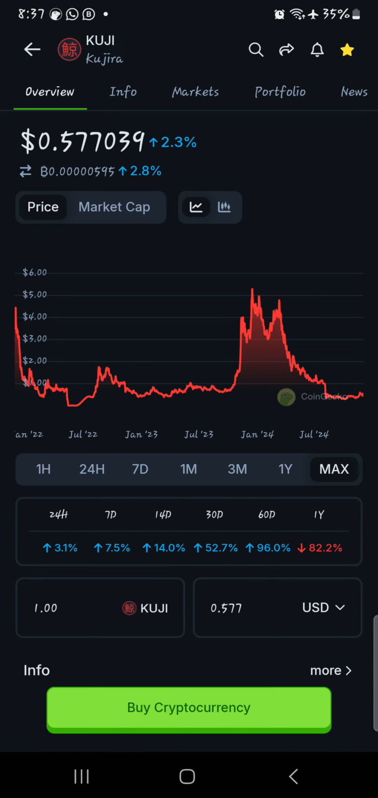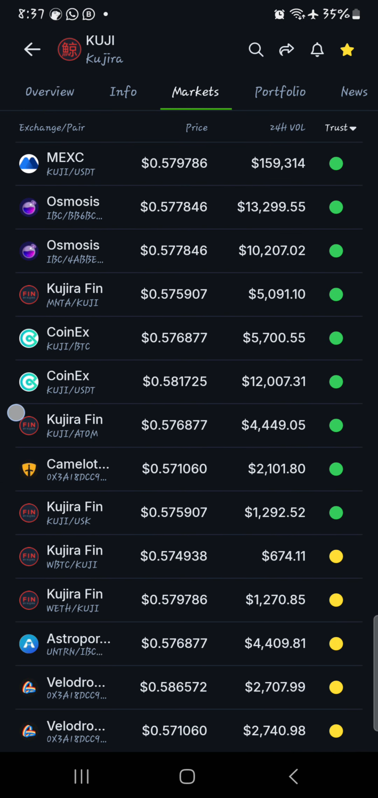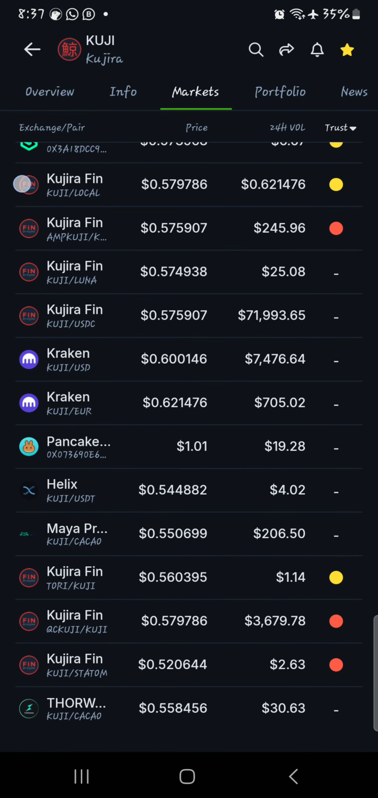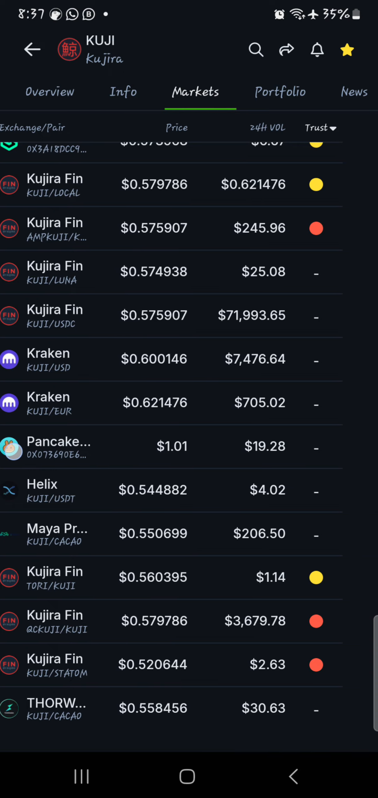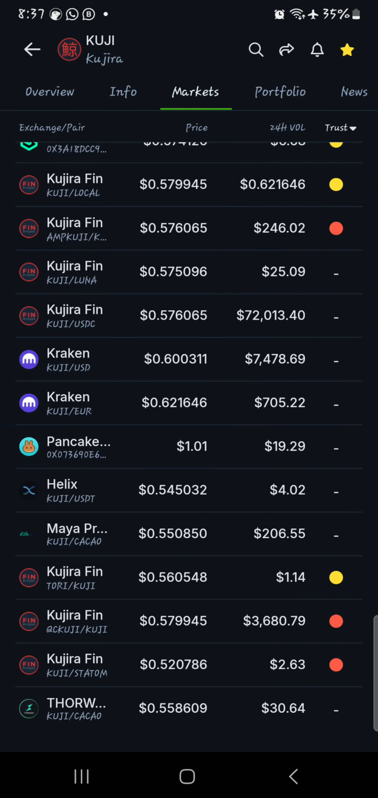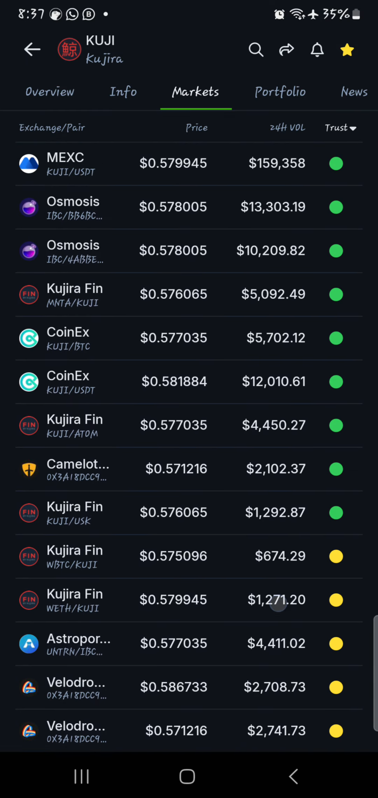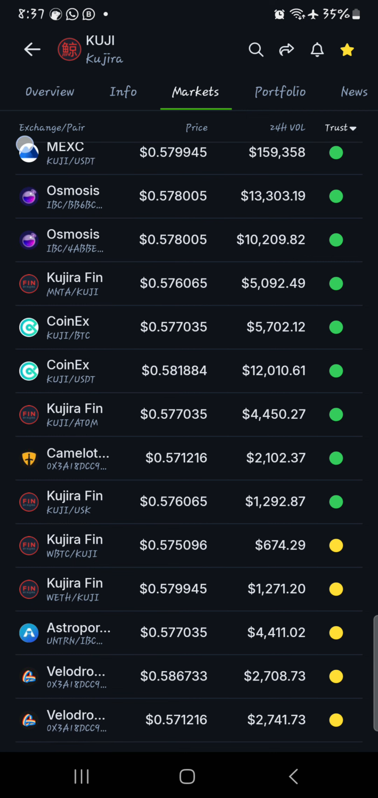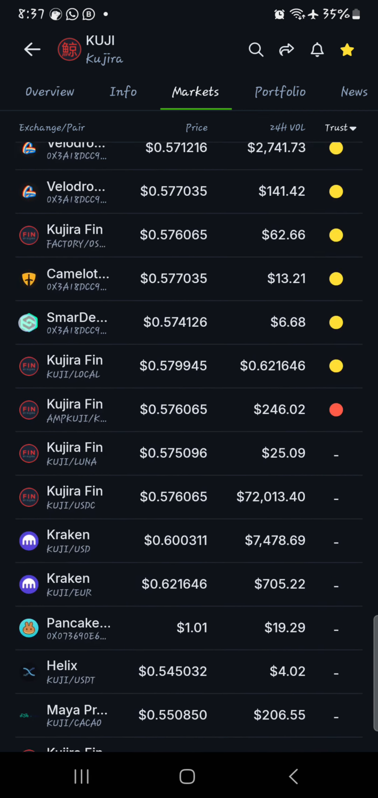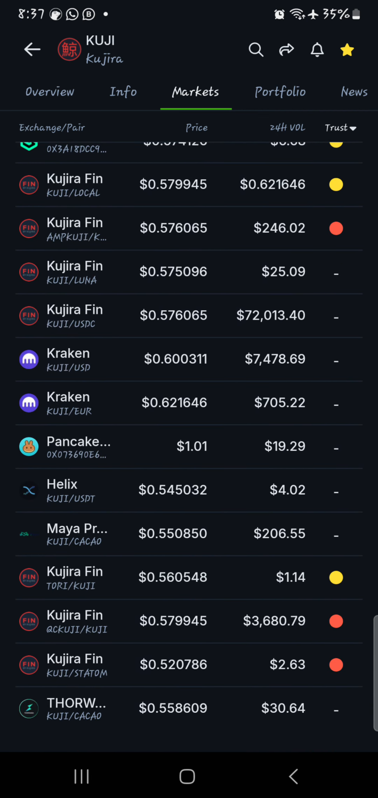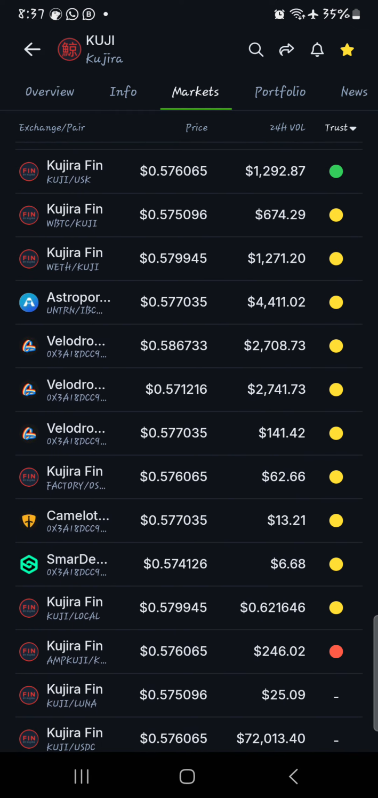Now I never got to this point, but you can simply go to markets to see which places the token is trading. You see that it's on BNB, so PancakeSwap. It's on Velodrome. Velodrome, is that not Base? Osmosis, Cosmos. This is a centralized exchange. It's not on Binance, unfortunately, right?